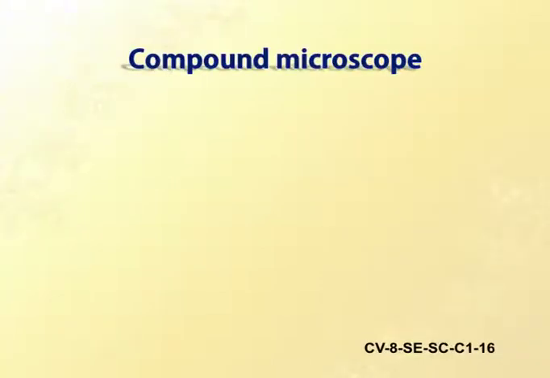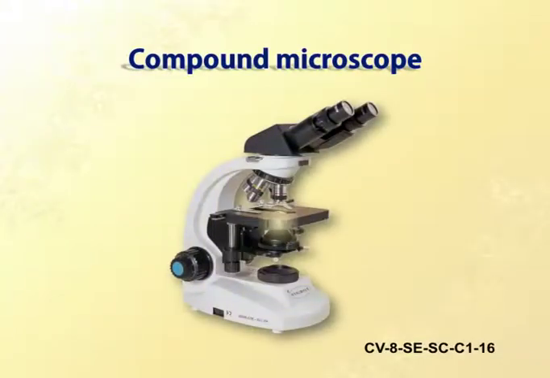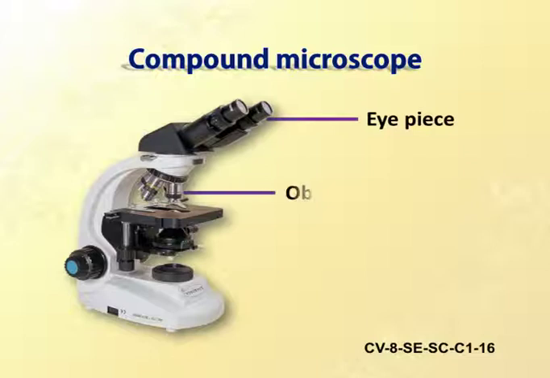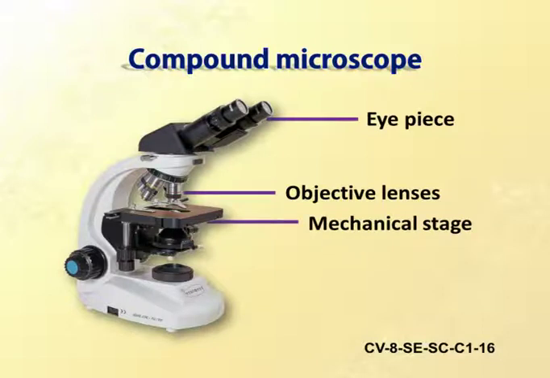Modern compound microscopes look like this. This ordinary compound microscope is a greatly improved design of the ordinary Hooke's microscope. It has an eyepiece lens through which we see the object. It has an objective lens which is facing the object. It has a mechanical stage on which the object is mounted.